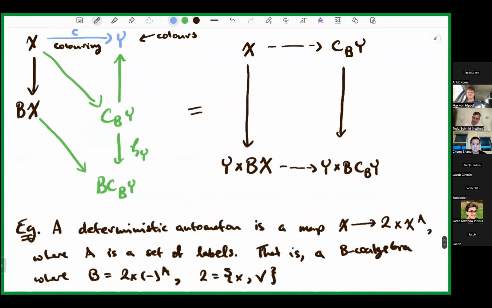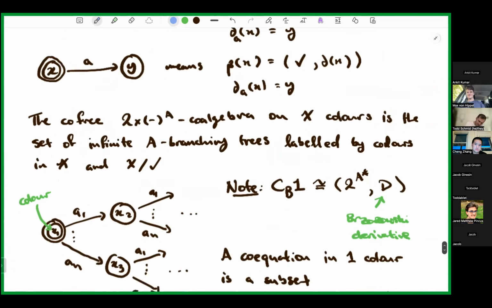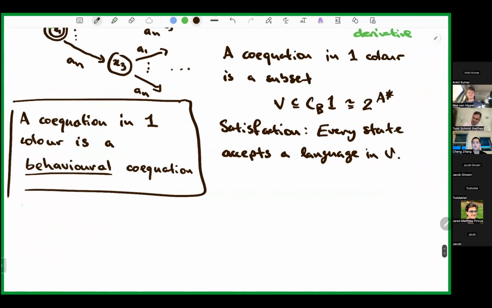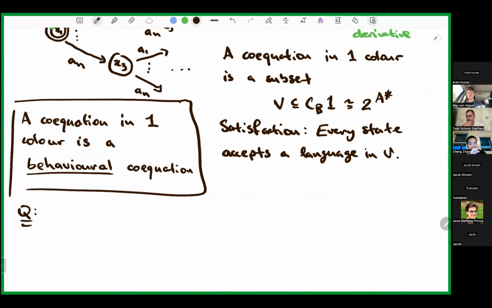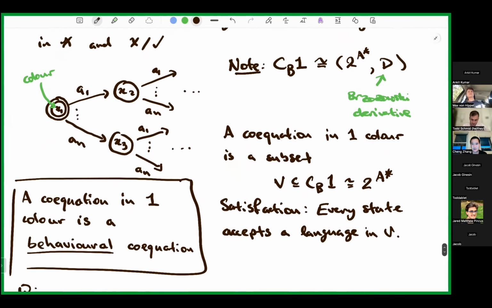Okay, so I have a trick question for you. If the coequation only has one color, how does it show on the tree that you draw on the left? Is it that every node has the same color? Yeah, that's exactly right. Every node has the same color.